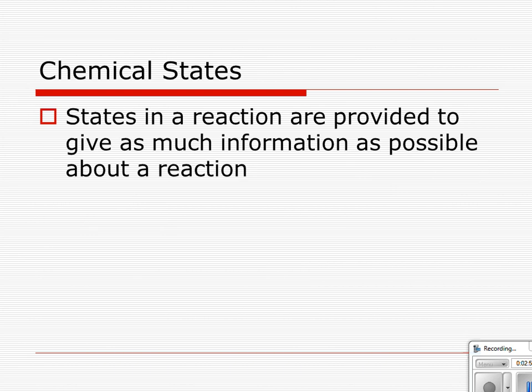Now, chemical states. States in a reaction are provided to give as much information as possible about the reaction. We talked about the states earlier when we talked about identifying ionic and molecular compounds and acids, where acids for the most part are in aqueous solutions, ionic compounds are solid, whereas with molecular compounds we are looking for the most part at liquid or gas and sometimes solid forms.